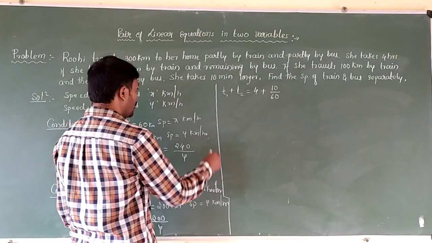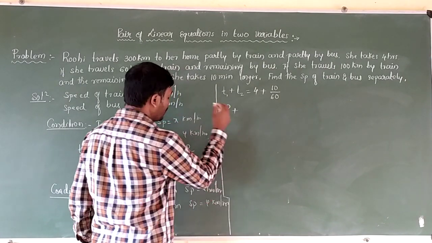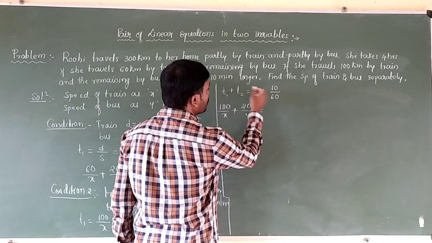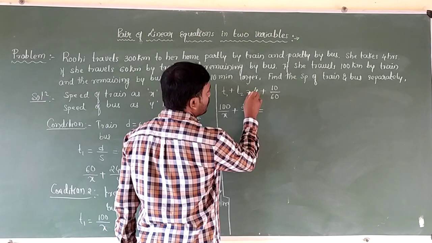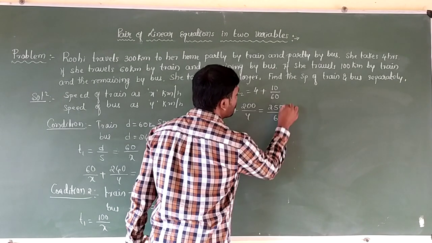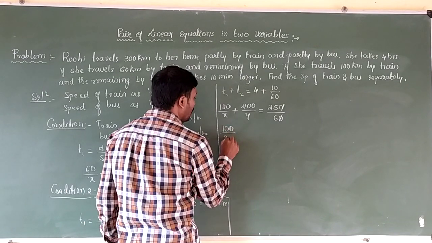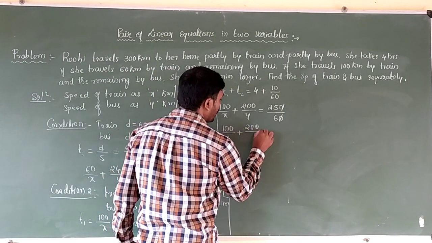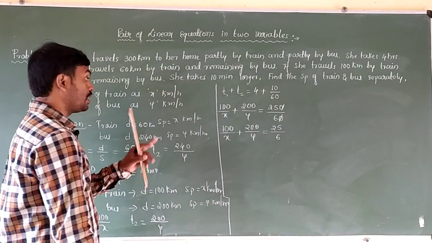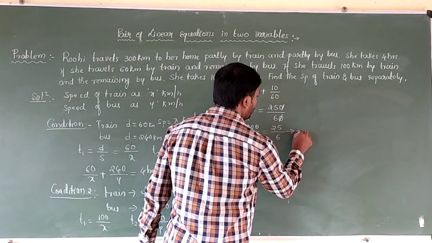So this is equal to T1, which is 100 by x, plus T2, which is 200 by y, is equal to, simplifying this, 4 sixes are 24, so 240 plus 10, 250 by 60, the 0 gets cancelled, it is 25 by 6. So it is 100 by x plus 200 by y is equal to 25 by 6. So this is our equation number 2. This is our equation number 1 and this is our equation number 2.